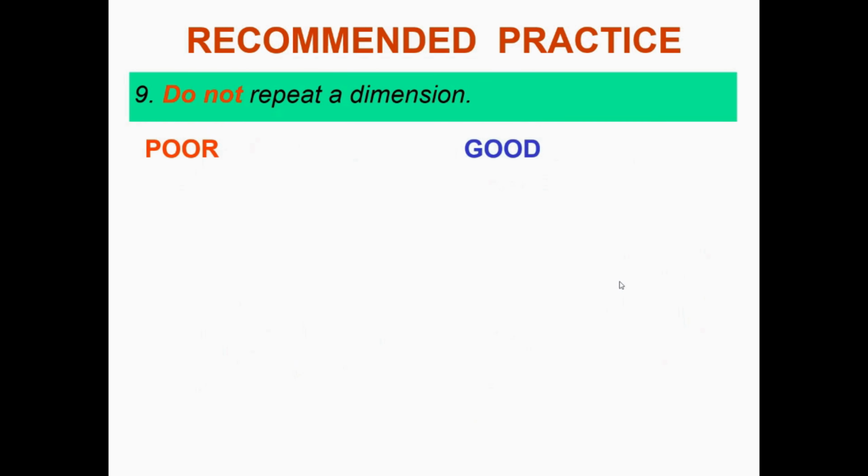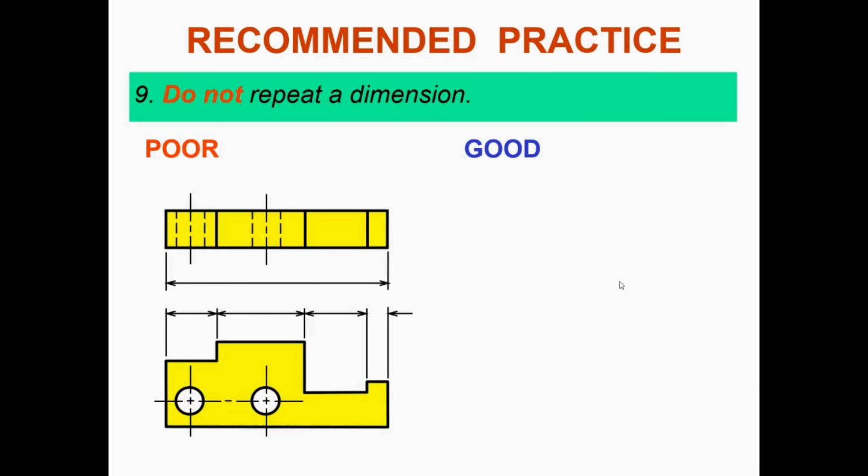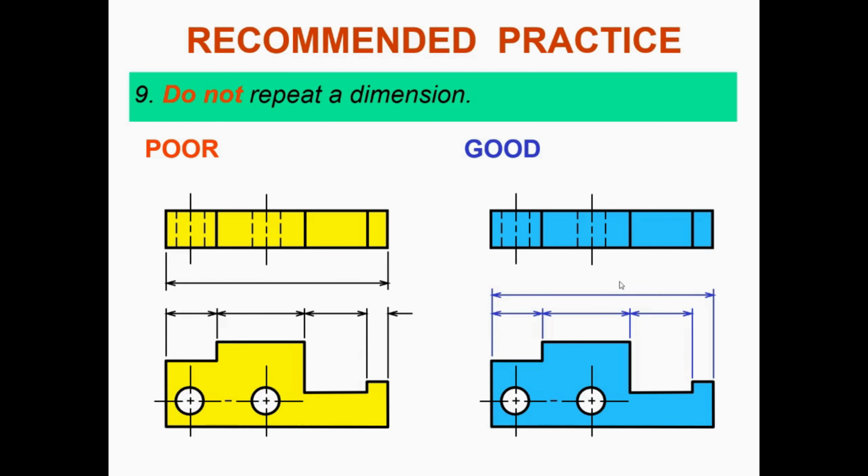And do not repeat a dimension. This is the last slide. Do not repeat dimensions. This is mostly an error that you see students making when they are dimensioning in projectional views, because you dimension with respect to the front view, then you see the same dimension appearing on the side view. So always do your best not to repeat dimensions. Guys, this is a very poor practice. The right hand side is the way to go.